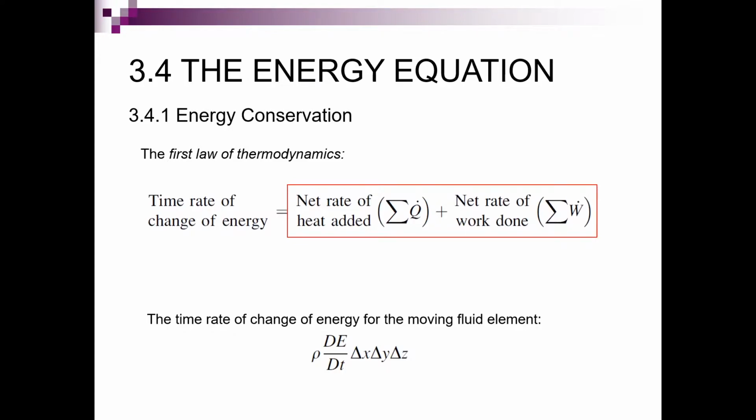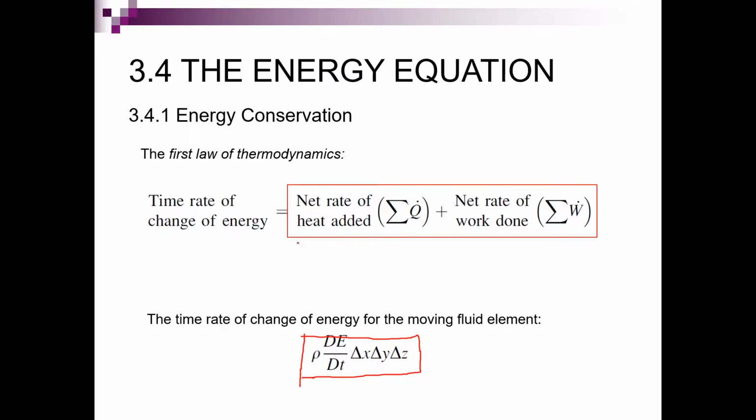Basically, the energy conservation for CFD applies the first law of thermodynamics, where the time rate of change of energy is equal to the net rate of heat added plus the net rate of work done, where the time rate of change of energy for the moving fluid is equal to this. And how it is derived is quite similar to the momentum equation. This is for the x, y and z dimension components.